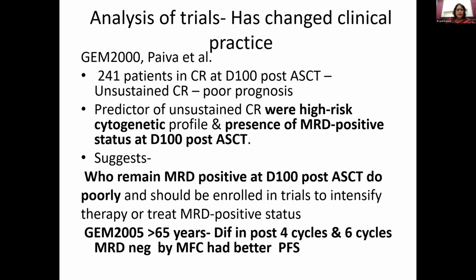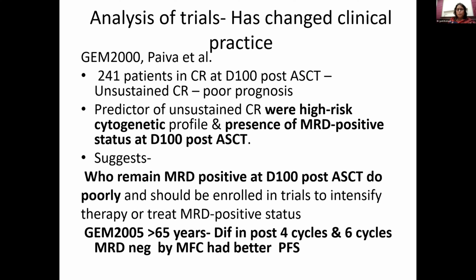So why did all this come in? When everyone said cytogenetics, we had a talk on that. High risk cytogenetics means bad. But then they found that the presence or absence of day 100 MRD on the bone marrow post ASCT, post autologous stem cell transplant, overcame the effect of the bad or good cytogenetics. So it became an independent marker for prognosis and monitoring. So they said it should be done in all, and the ones who are positive will behave poorly.